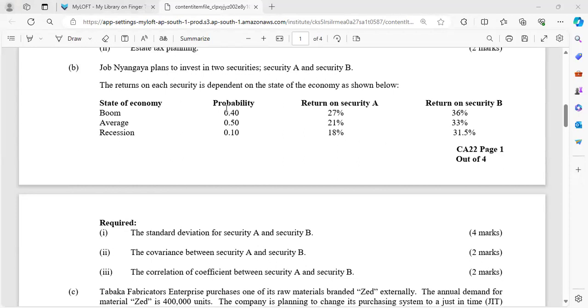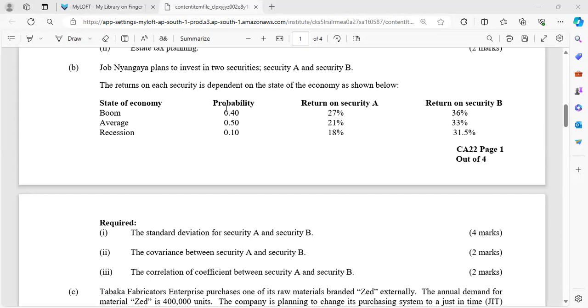Question 2B. Job Nyangaya plans to invest in two securities, security A and B. The returns on each security are dependent on the state of the economy as shown below. State of economy: boom, average, recession. Probability: 0.4, 0.5, 0.1. Rate of return on security A: 27%, 21%, 18%. Return on security B: 36%, 33%, 31.5%. Required: the standard deviation of security A and security B, the covariance between security A and security B, the correlation coefficient between security A and security B.